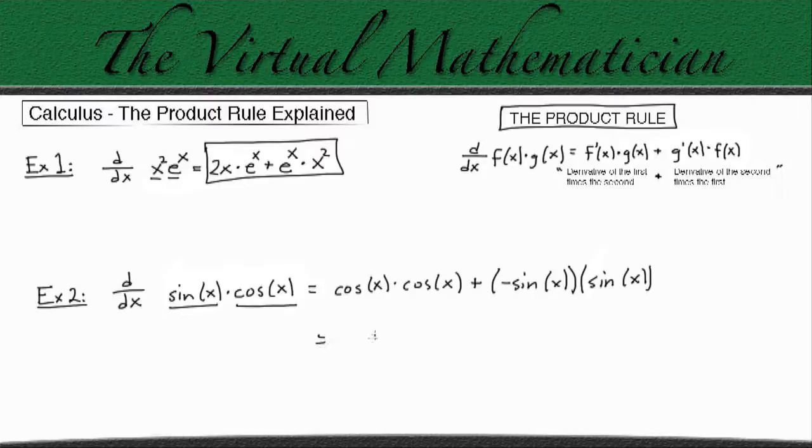And this is going to equal cosine squared of x minus sine squared x. And that's how we take this derivative using the product rule.